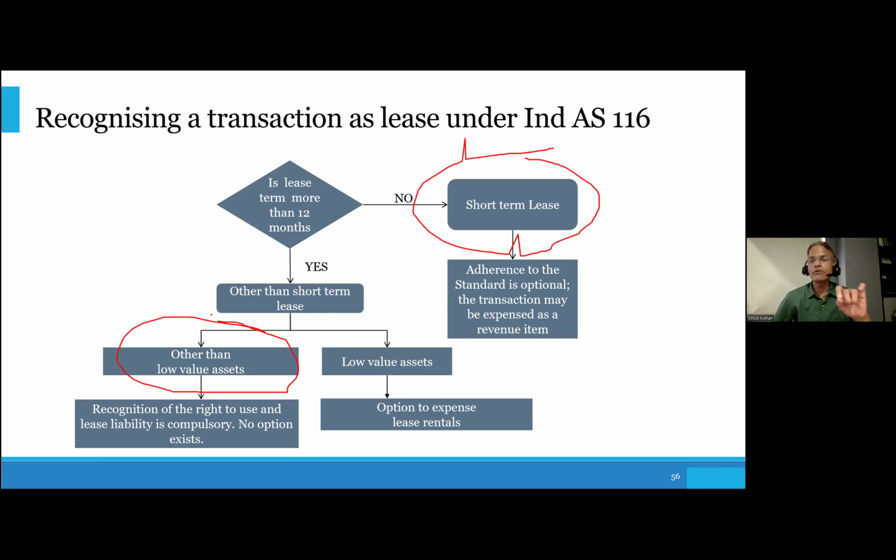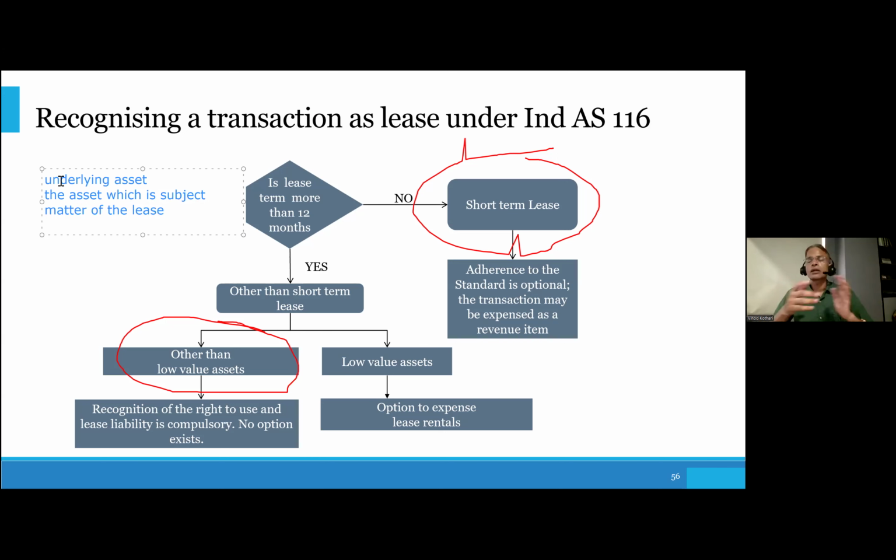Now, the word low value asset relates to what is called the underlying asset. It's a very important point because a lot of people quite often make a mistake in capturing this. The word is underlying asset. If the underlying asset is a low value asset, what is the underlying asset? The asset which is the subject matter of the lease.